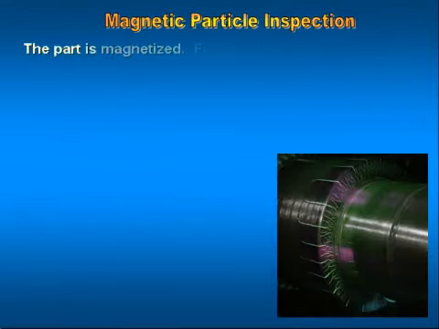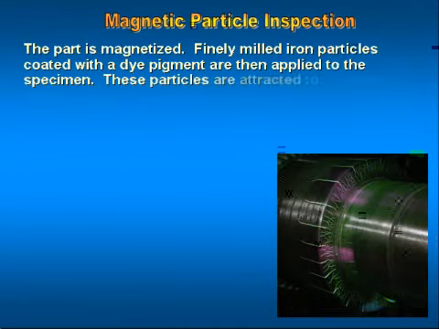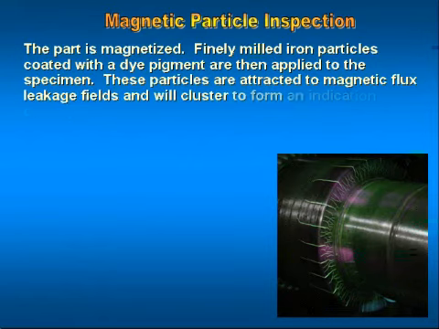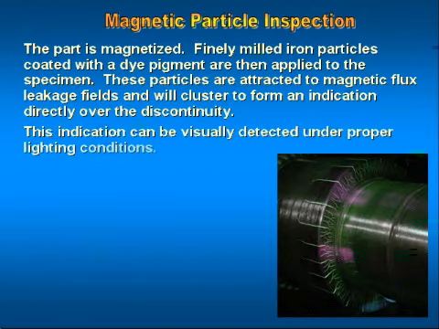Magnetic particle inspection. With magnetic particle inspection, the part is magnetized. Finely milled iron particles coated with a dye pigment are then applied to the specimen. These particles are attracted to magnetic flux leakage fields and will cluster to form an indication directly over the discontinuity. This indication can be visually detected under proper lighting conditions.